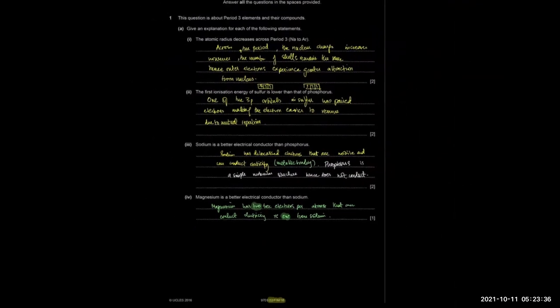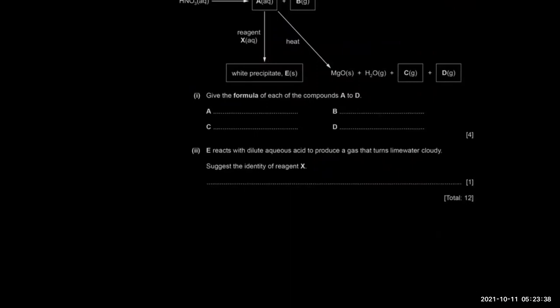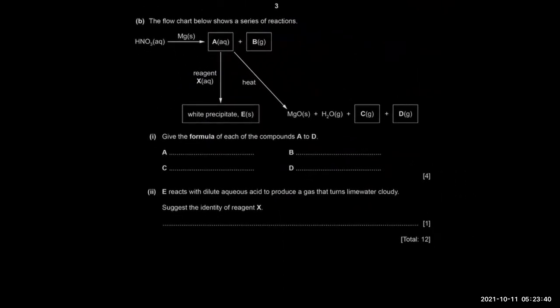Okay. All right. The flowchart below shows a series of reactions. Give the formula of each of the compounds A to D. Yeah, the outer shell electrons become free in the metallic lattice. So obviously it has more electrons that it releases into the lattice, so it can conduct more electricity. Now part B says, give the formula of each of the compounds A to D.